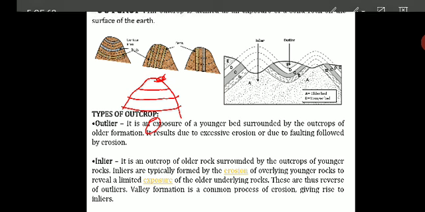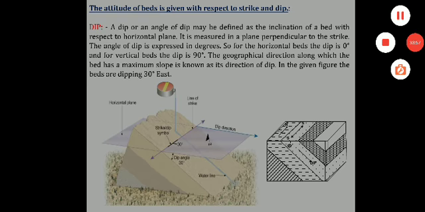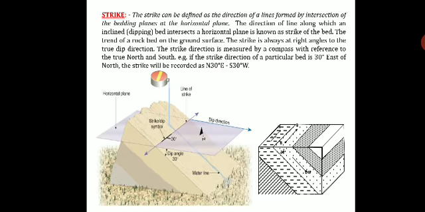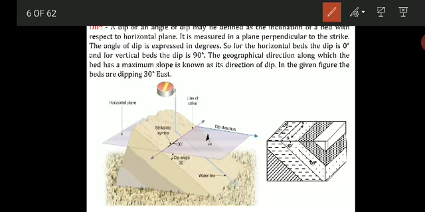Next is a very important concept, that is the dip and strike. If you understand this, you can understand the different types of folds and faults, because they are based on this dip and strike. So let us understand what is meant by a dip first. This dip and strike is also called the attitude of beds. Attitude is nothing but the dip and strike. Remember, it is attitude, not altitude. So what is a dip? We'll understand first.